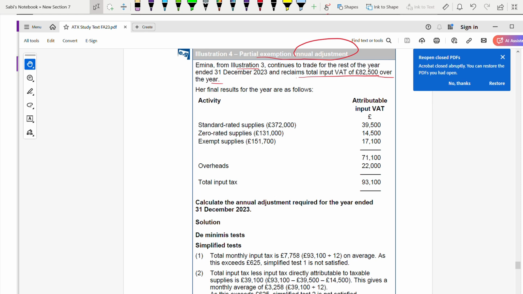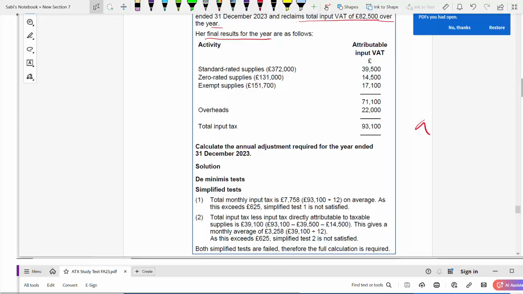So here, calculate the annual adjustment required. These are annual figures, his final results for the year. Earlier it was quarter results. See, it matters whether the results are given monthly, quarterly, or annually. Because this time it is given annually, you will not divide by 3. Earlier it was given quarterly. Now you will divide it by 12. You see the difference? So this total you will divide by 12. Test 1 is not satisfied.